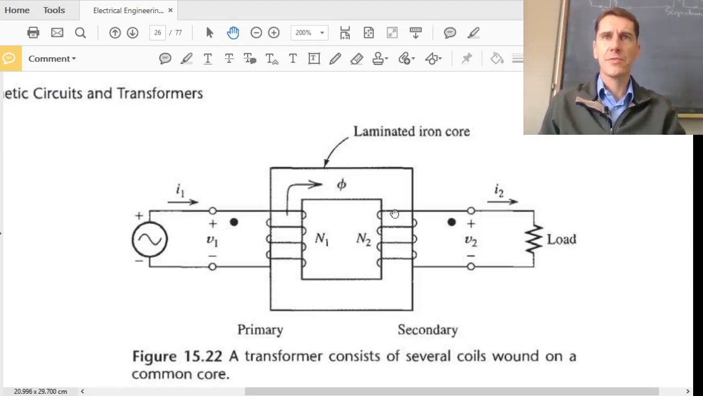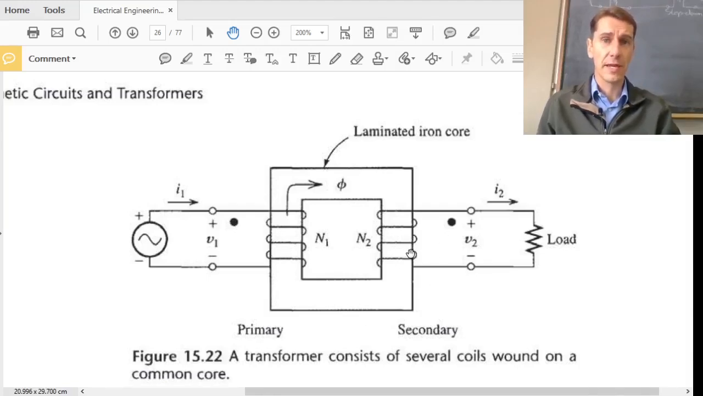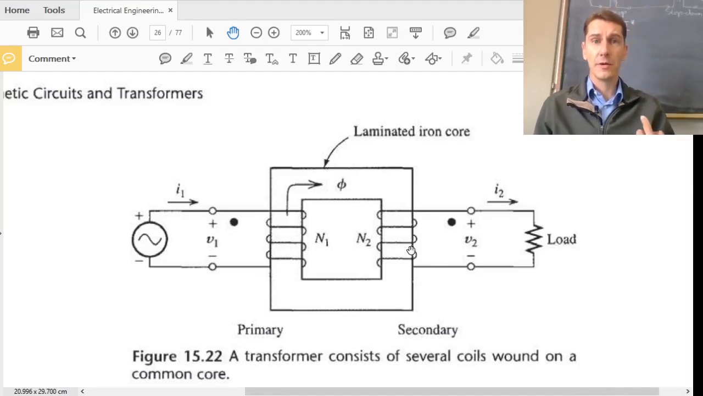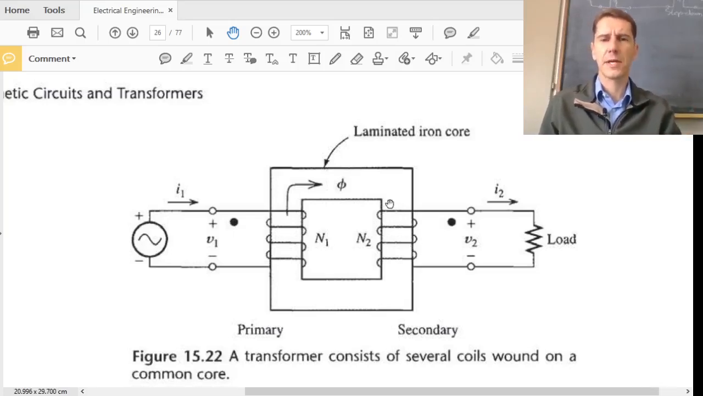So that changing flux goes clockwise, counterclockwise, clockwise, counterclockwise, and it changes direction how many times per second? Well, in our country, well, most of the world actually, 50 Hertz, 50 times per second. In the US, 60 times per second.